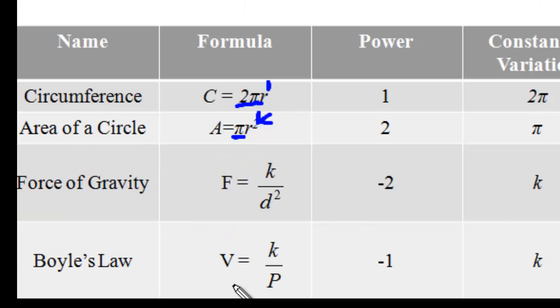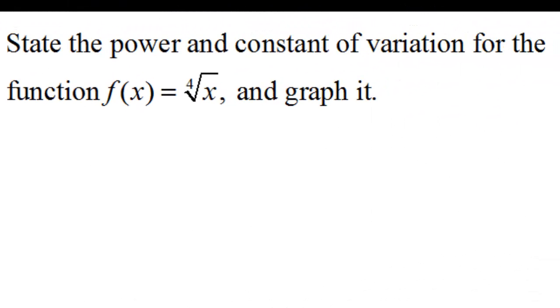And Boyle's law, you may have studied that in science. V equals k over p. The constant is k. Again, this could be written as k p to the -1, so the power is -1. Let's look at another formula.